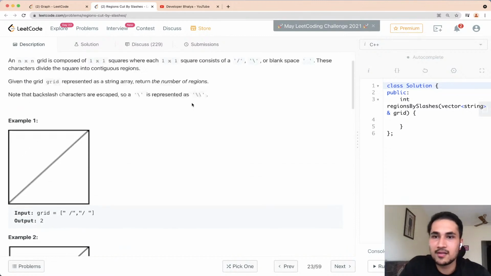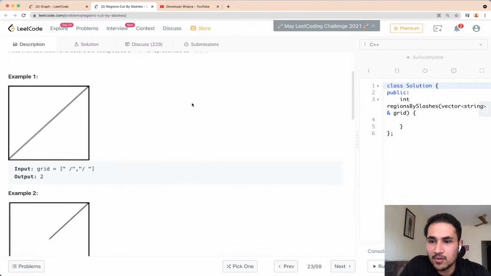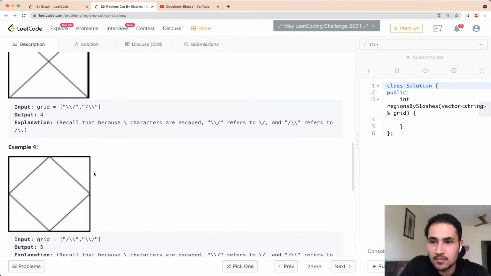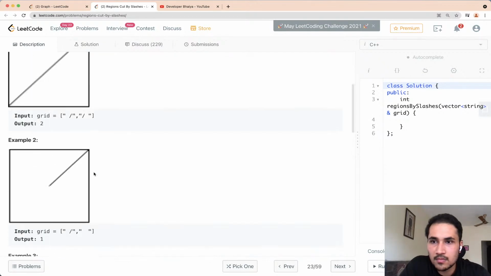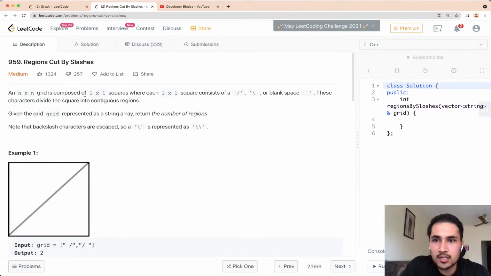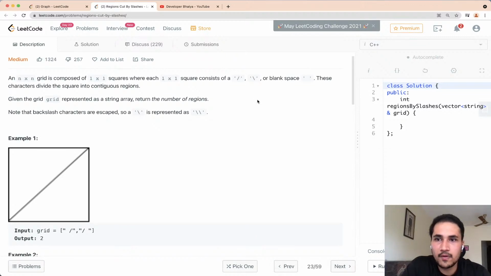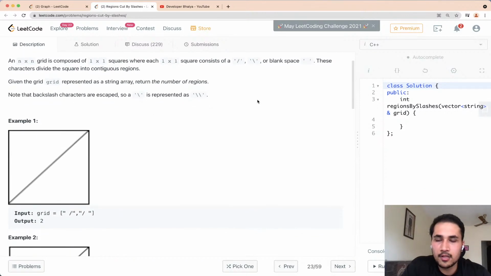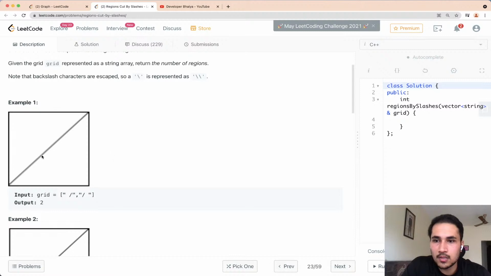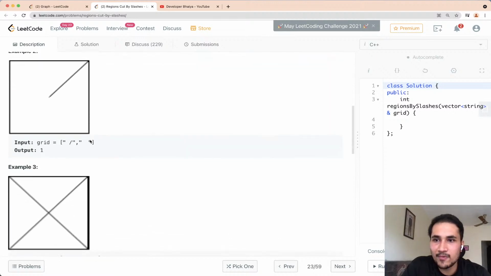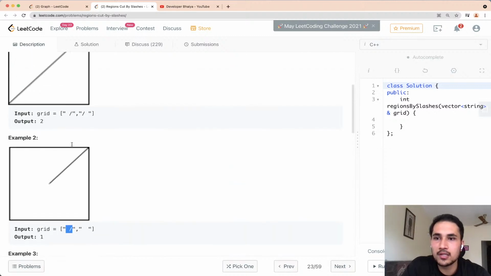What is the problem? An n cross n grid is composed of 1 cross 1 squares. Okay. These characters divide the square into continuous regions. Given the grid, return the number of regions. Okay, so this means that, I'm not getting what is the format given of the input problem? Okay, so it's having a blank space, and okay, I see.